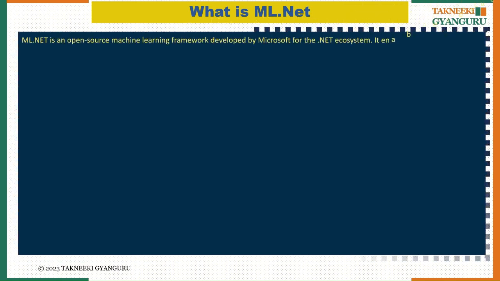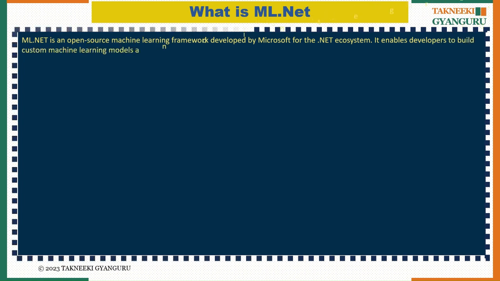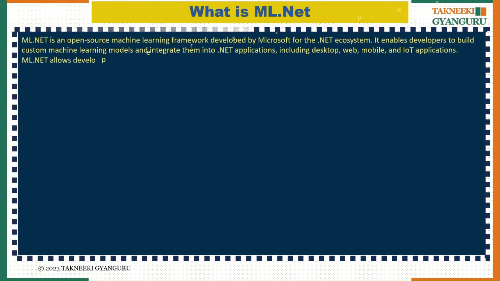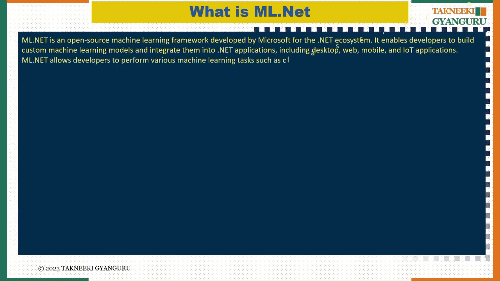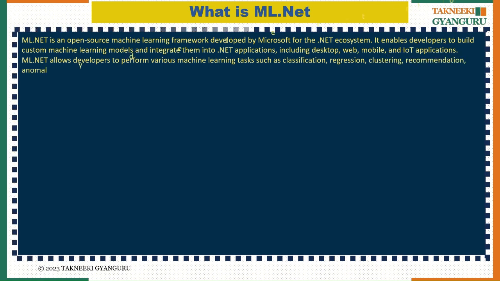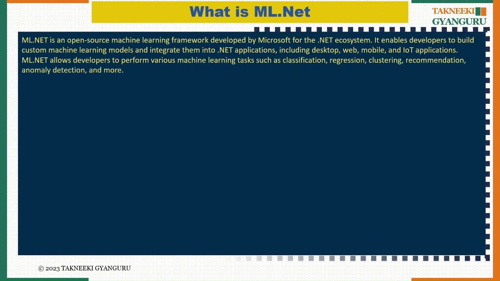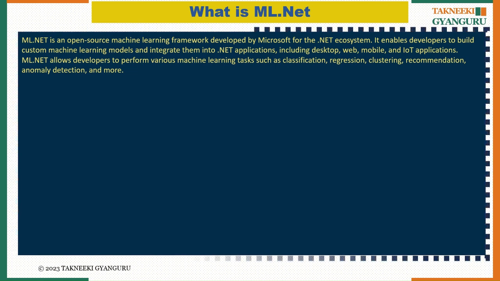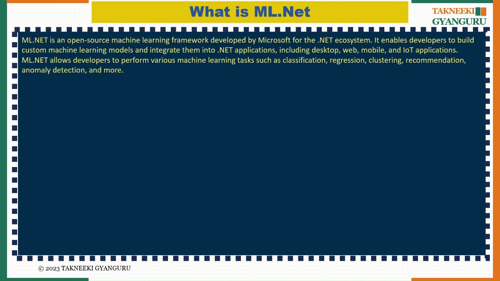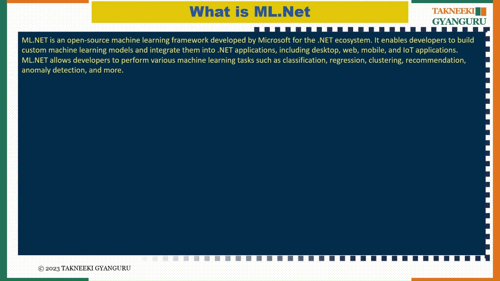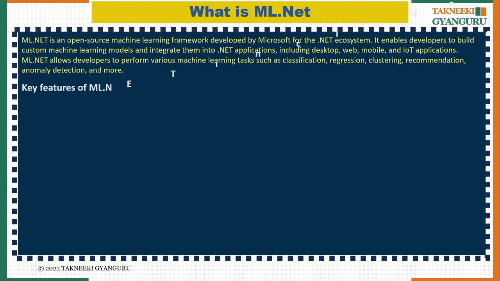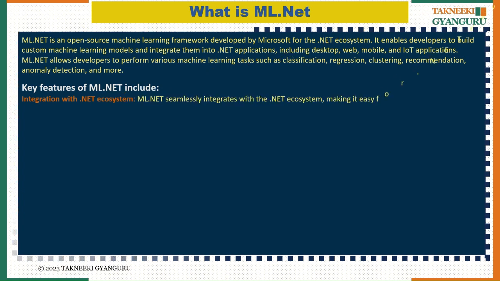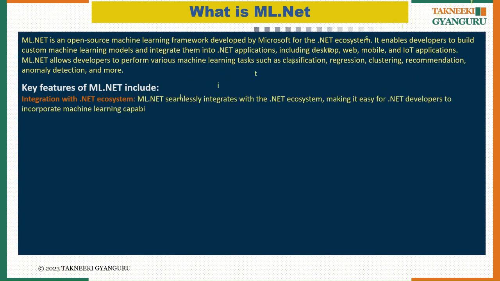ML.NET is an open source machine learning framework developed by Microsoft for the .NET ecosystem. It enables developers to build custom machine learning models and integrate them into .NET applications, including desktop, web, mobile, and IoT applications. ML.NET allows developers to perform various machine learning tasks such as classification, regression, clustering, recommendations, anomaly detection, and more. There are some key features of ML.NET.